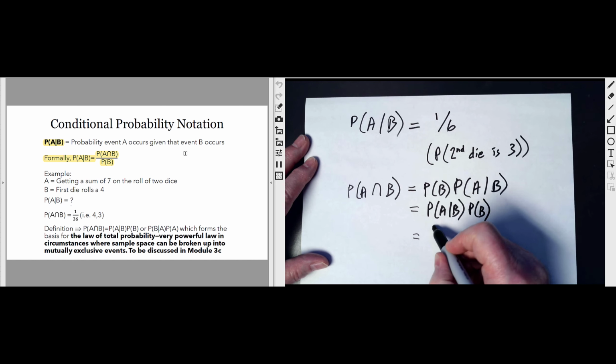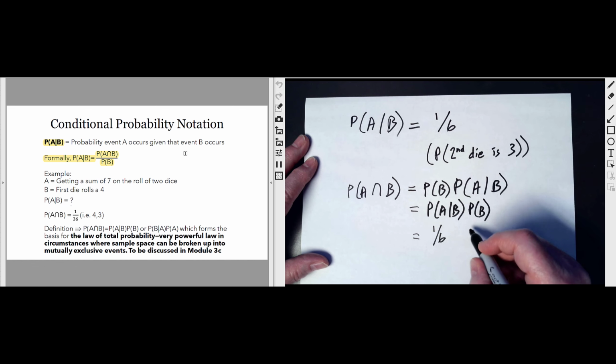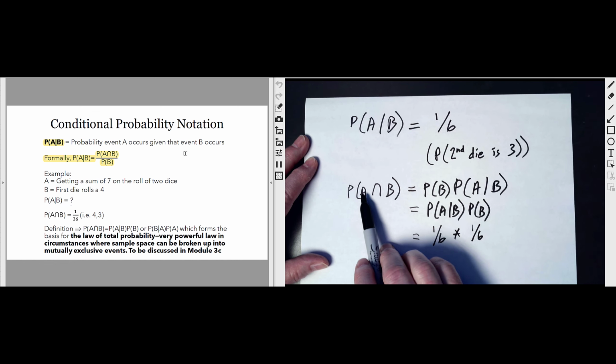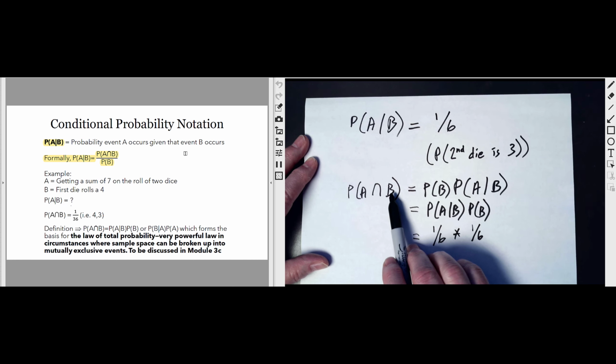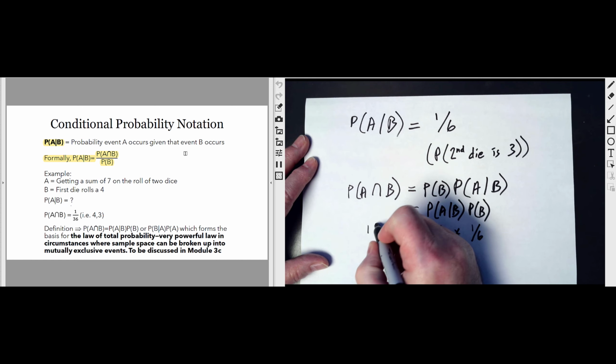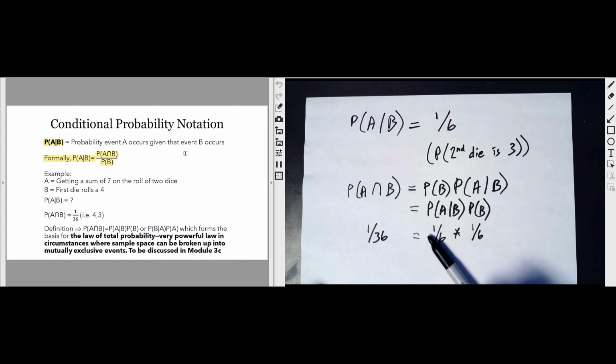Okay, well, we have the probability of A given B. We just figured out that that was 1 over 6. And we also know the probability of the first die being 4. That value is also 1 over 6. So the probability of the sum being 7 and the first die being 4 is 1 out of 36. We just multiply the probability of A given B times the probability of B, and that will give us the probability of A and B.